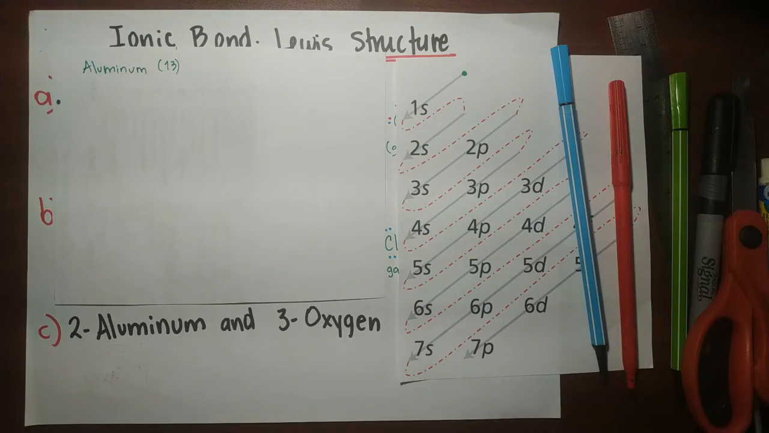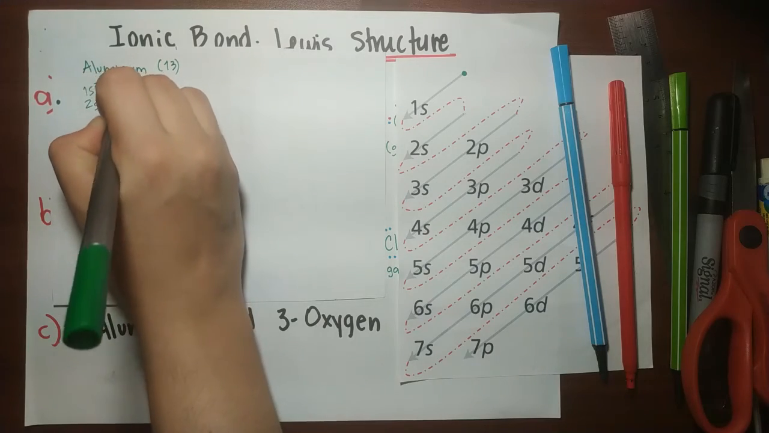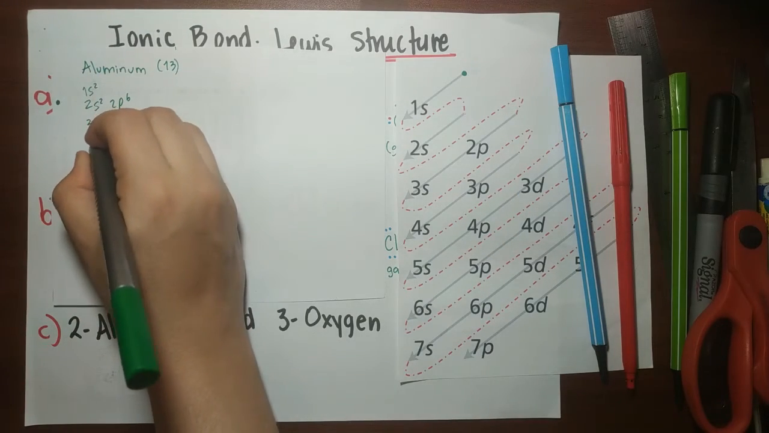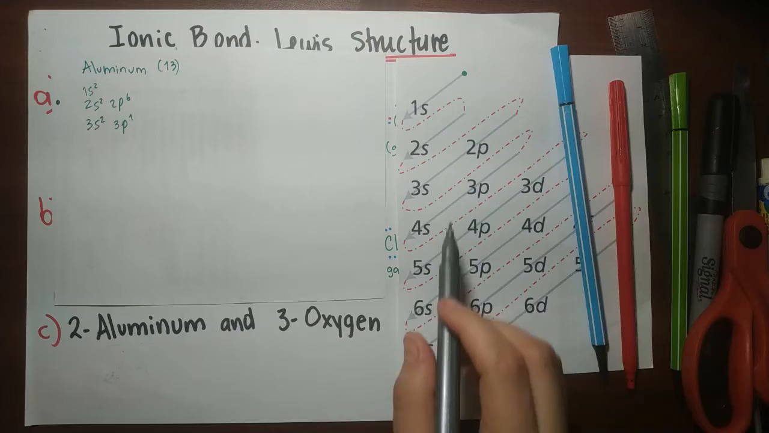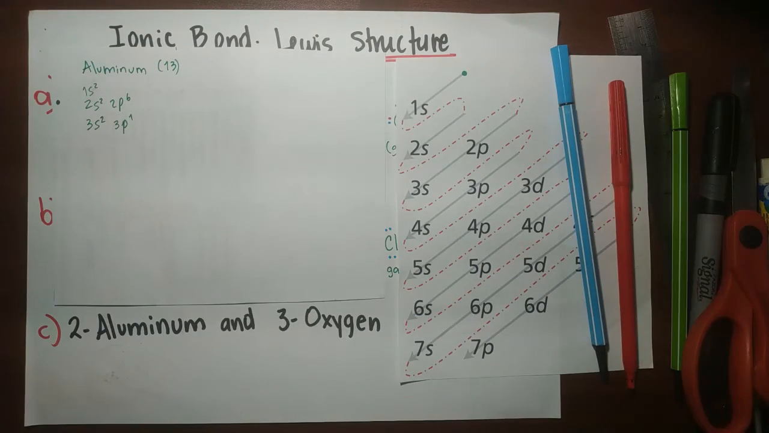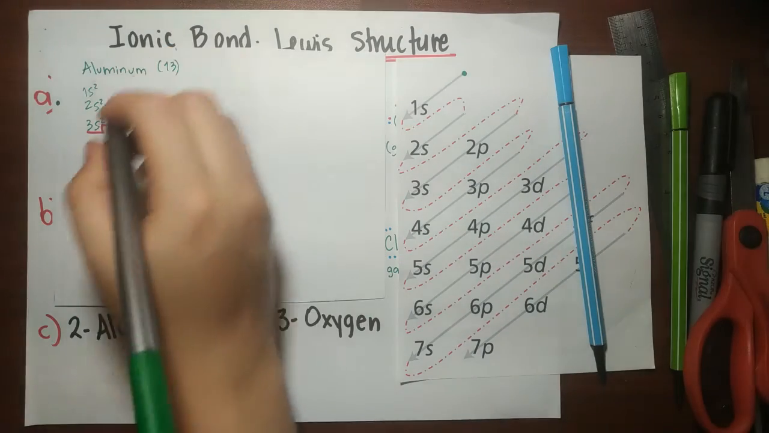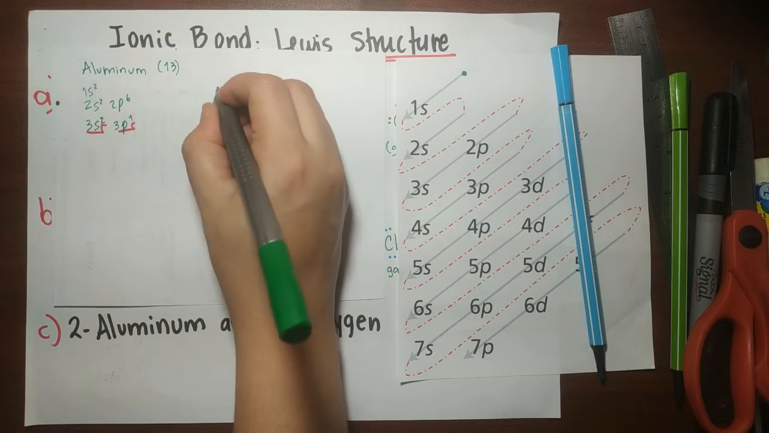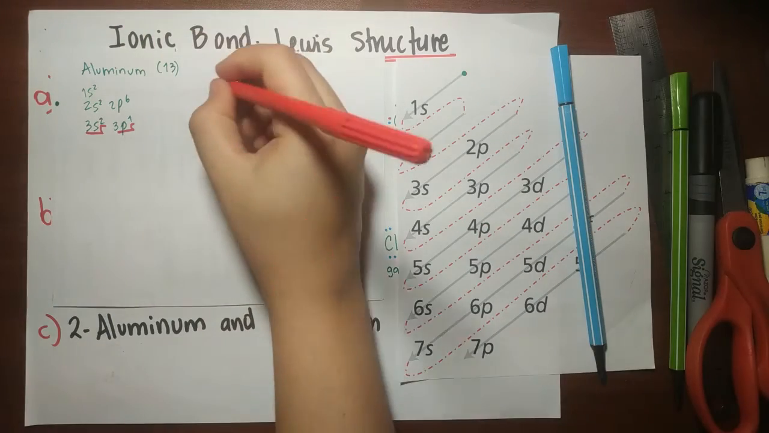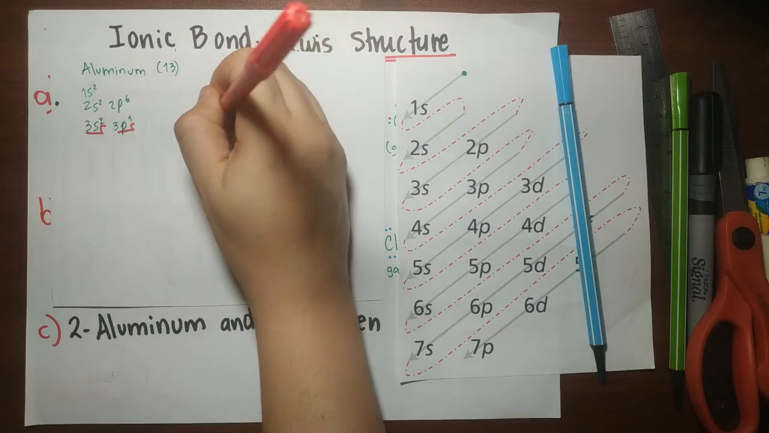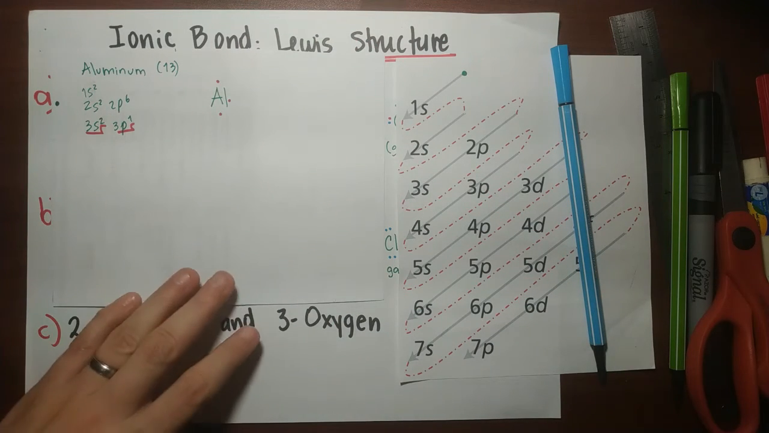So we're going to build the electron configuration for aluminum as 1s2, 2s2, 2p6, 3s2, and 3p1. Okay, yes. So electrons in the outermost level is 2 plus 1, 3. So basically aluminum is going to be like that. As it is a metal, it's going to lose its electrons.